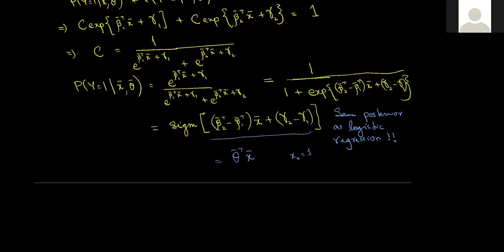So that means the decision region boundaries are going to be different. Which one is better depends on what the actual model is.